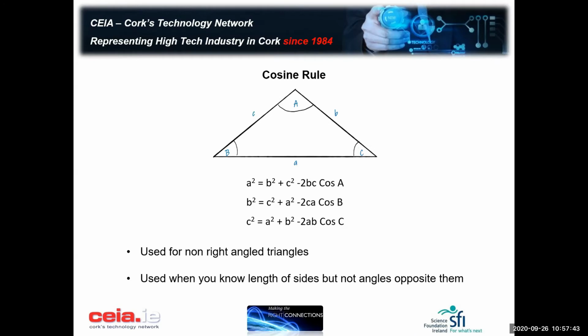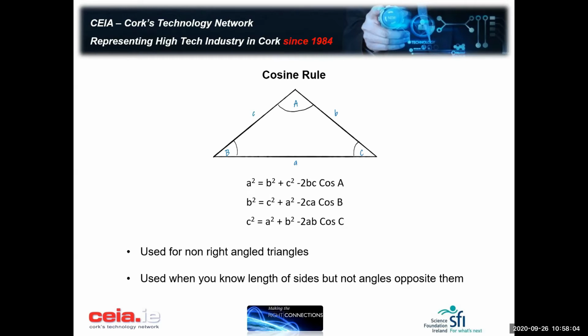Now, the next important rule we use in problem solving trigonometry is the cosine rule. Again, same method of denoting angles and lines here. And there's a number of versions here in relation to this triangle.